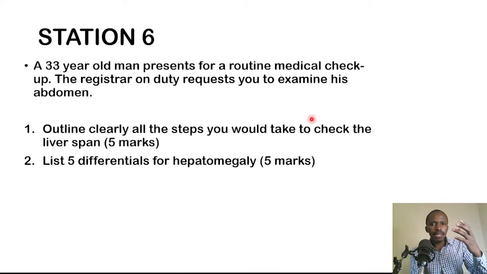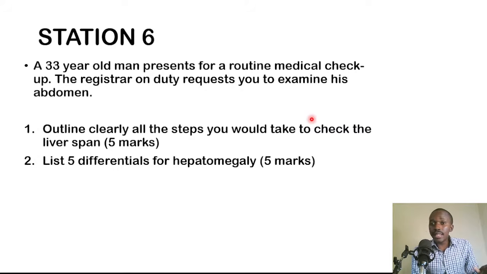Whenever you're studying, you should always put your mind in the shoes of the examiner. So if in this case the examiner is asking you to check about the liver span, it would mean that in another scenario, the examiner may ask you about the spleen, how you're going to examine the spleen, and things that are going to be causing splenomegaly. This is how, even when you're studying and you're looking at these OSCE stations, or you're listening to these videos, or you're on this live stream, that's how you should actually think about it.